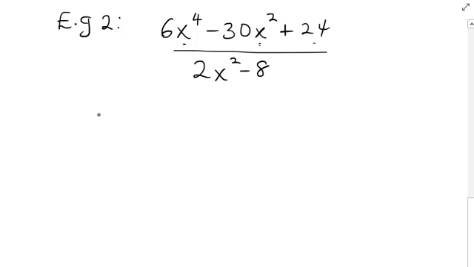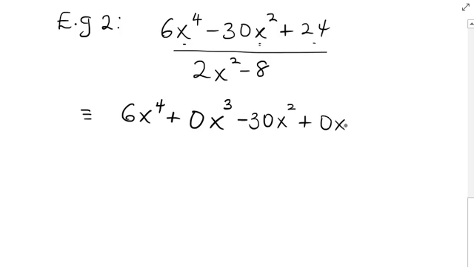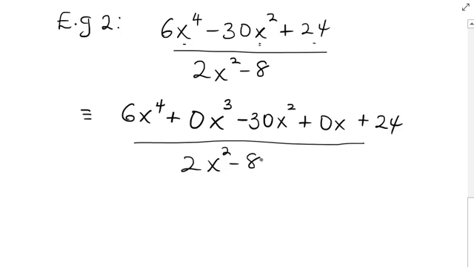So introducing them, we'll have to rewrite the dividend, which is 6x raised to the power 4, then we introduce the cube, so plus 0x cubed, minus 30x squared plus 0x plus 24. Then we now divide it by 2x squared minus 8. So that's what we need to first do, because it's good to take care of the missing terms.